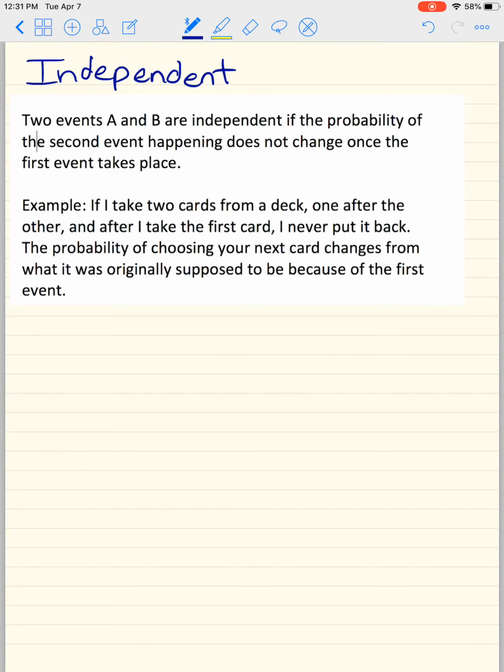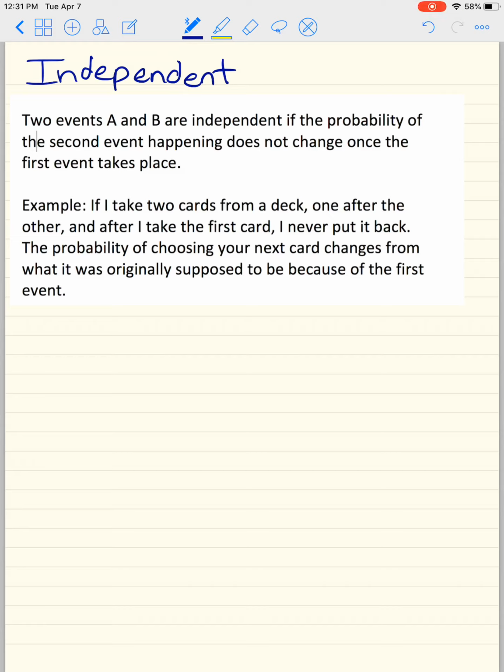Hey guys, welcome back. In this video, I'm going to talk to you about this keyword independent. Two events A and B are independent if the probability of the second event happening doesn't change once the first event takes place.